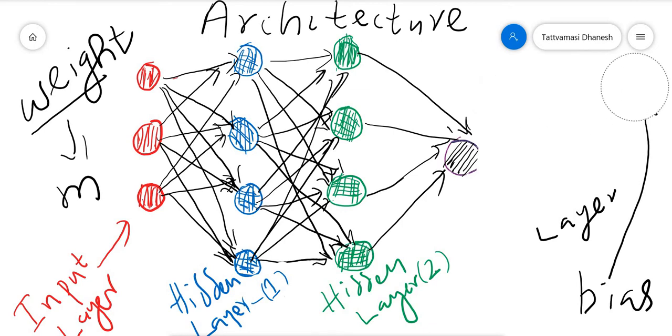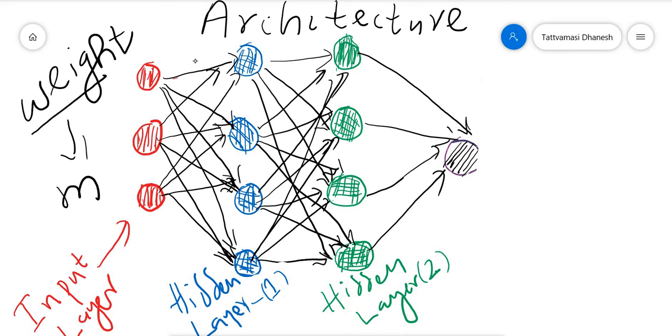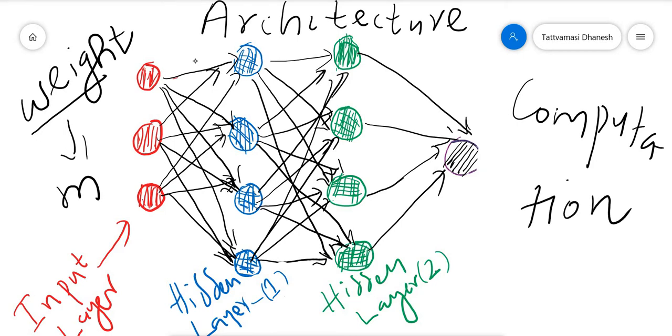So the main function of the hidden layer is computation, or calculation. That's what happens in the hidden layer. The output layer produces the result for the given inputs. So the input layer, hidden layer, and the output layer. So this is the architecture of the neural network.